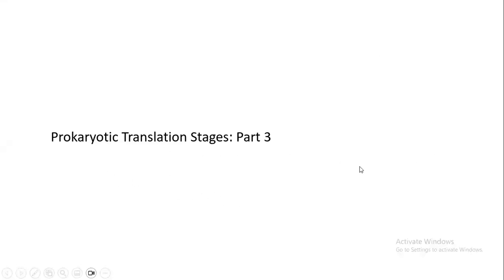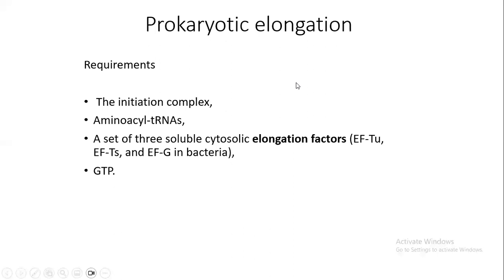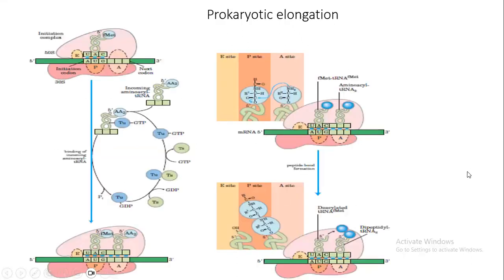Continuing with the discussion of prokaryotic translation stages, the next stage is elongation. The requirements for the elongation stage are the functional 70S initiation complex, a pool of amino acid transfer RNAs, three elongation factors, TU, TS, and G in prokaryotes, and energy in the form of GTP.